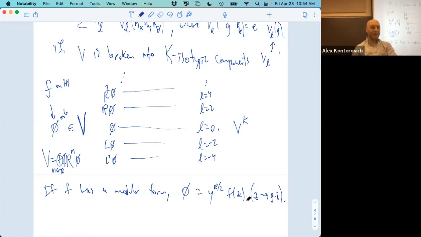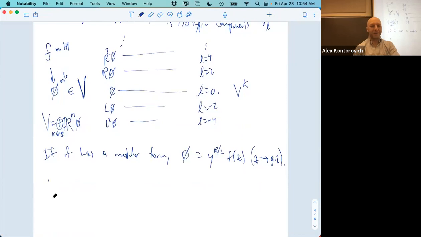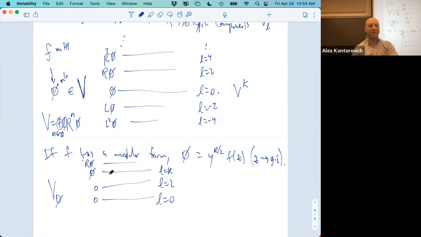This thing is not K-fixed, and we can apply raising and lowering operators. So when we get this V phi, I don't know why I keep writing theta, this V phi looks like this. There's nothing at L equals 0, and there's nothing at L equals 2, and so on, until you get to L equals K. L equals K is this phi. And then you have the raising operators at phi, moving it up.